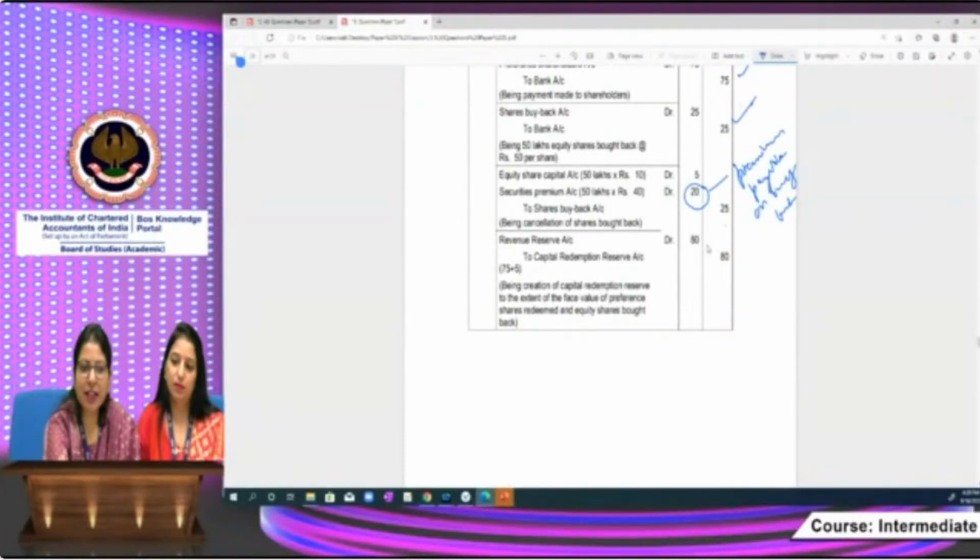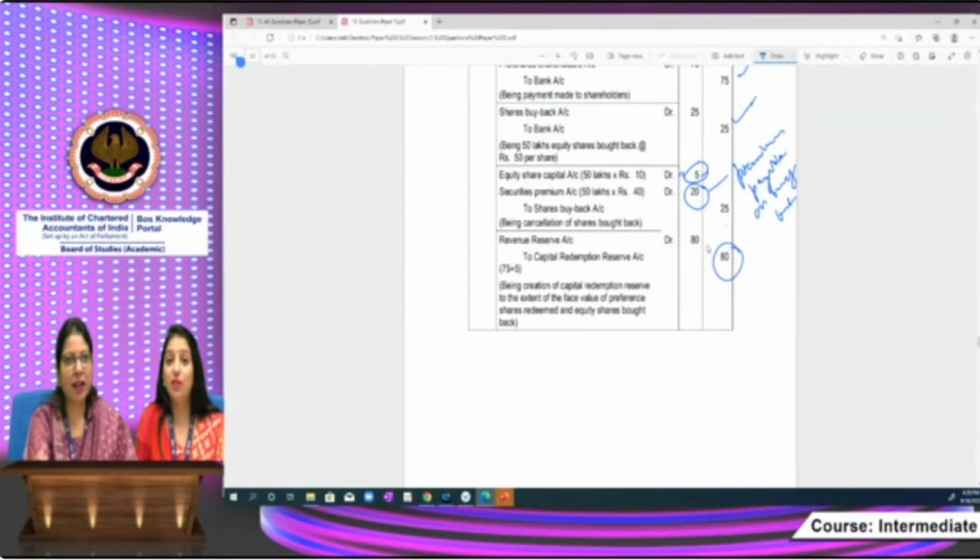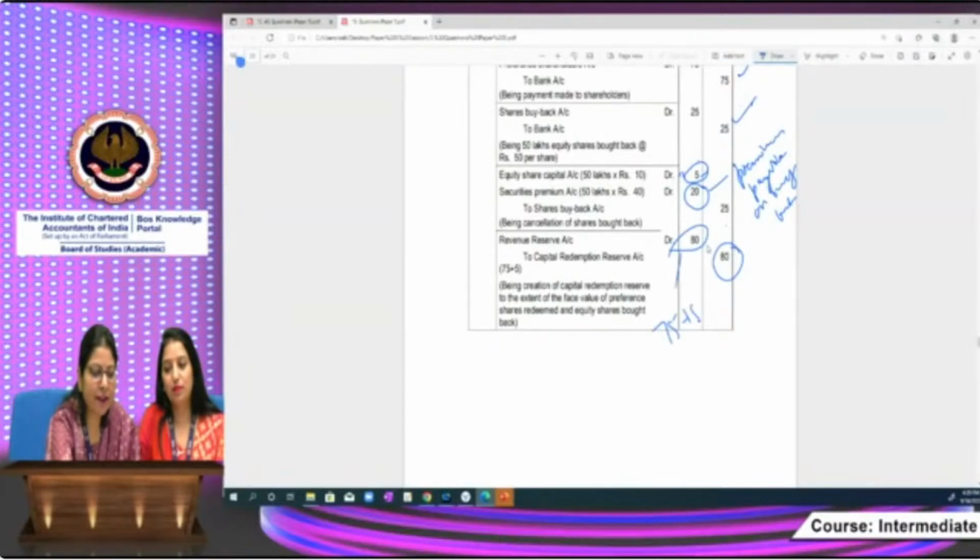So now this is regarding buyback. This part is clear to us, and this is about revenue reserve to capital redemption reserve. Now the question comes, why am I writing 80 here, when I should have written only 20, the nominal value of the equity shares which are bought back? But the reason is, 20 is the premium. 20 was not the amount actually. 20 was the premium, and only 5 was the amount which was to be transferred to CRR. Then why have we transferred 80 to CRR? 75 is due to redemption of preference shares, so it becomes 75 plus 5.